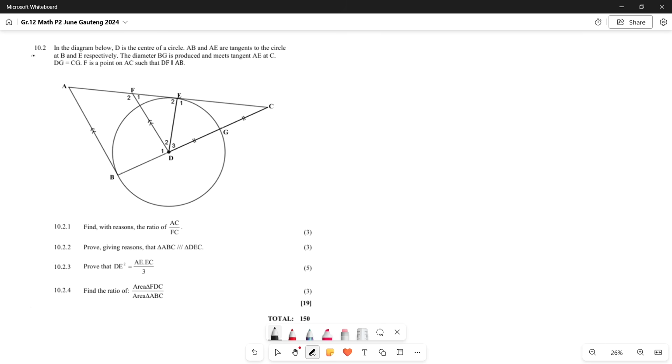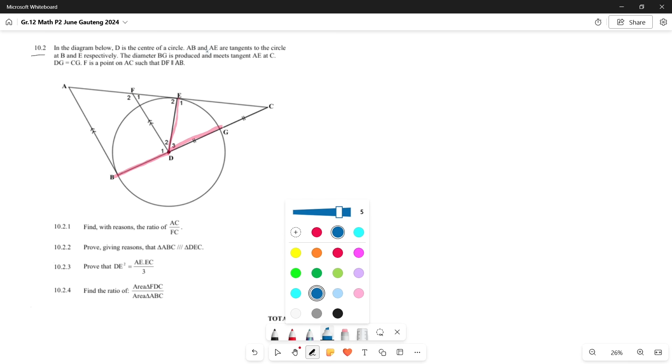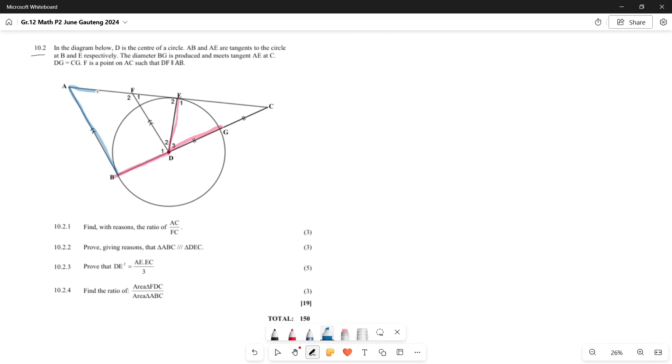So what we have is 10.2 over here. It says in the diagram below, D is the center of a circle. Okay, so that's important for us, which means we'll have a radii over here and a radii over here, as well as a radii over here. AB and AE are tangents, so we got AB and AE over here. So AB and AE are tangents to the circle at B and E respectively. The diameter BG over here is produced and meets tangent AE at C. So both of these guys have just been produced on a straight line and they reach at point C.